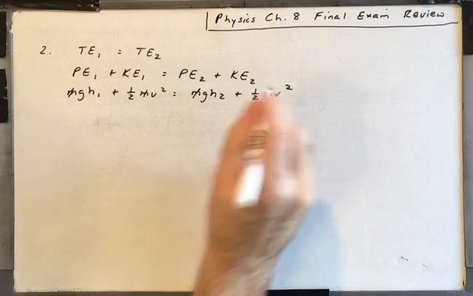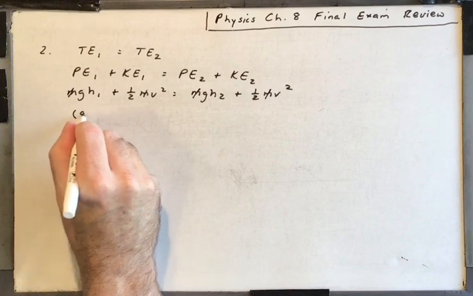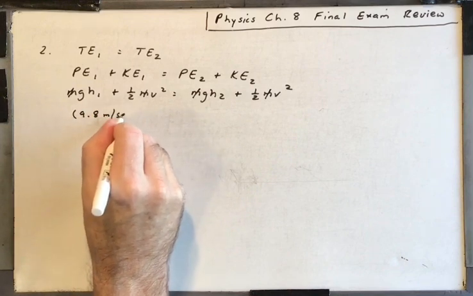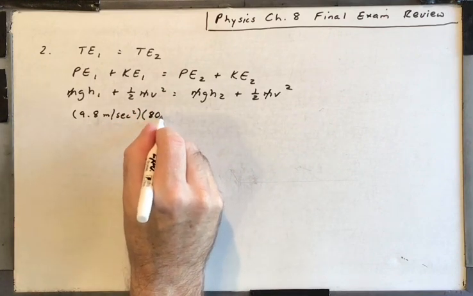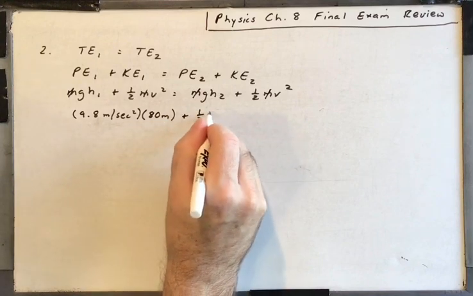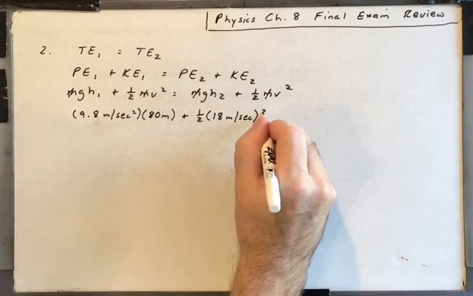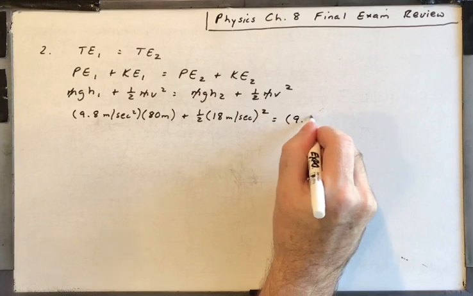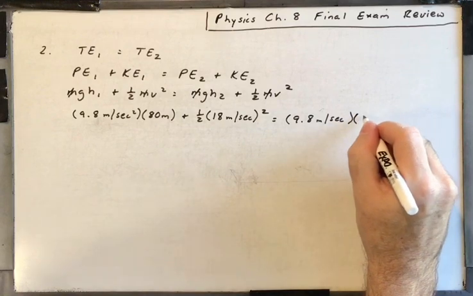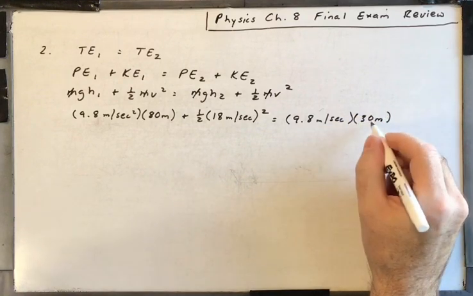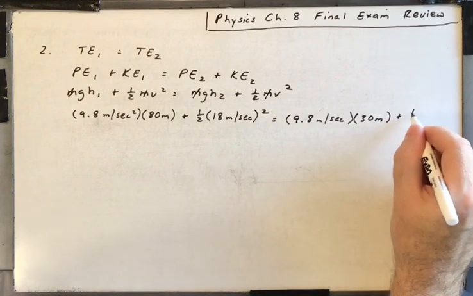Yay. We don't have the mass, so it'd be hard to put it in. And we're in meters, so we'd have 9.8, hill 1 is 80, plus 1/2, and that initial velocity is 18. Don't forget to square it. Is equal to 9.8. Hill 2 is 30. Remember, it is 50 meters below its starting point. So 80 minus 50 is 30.